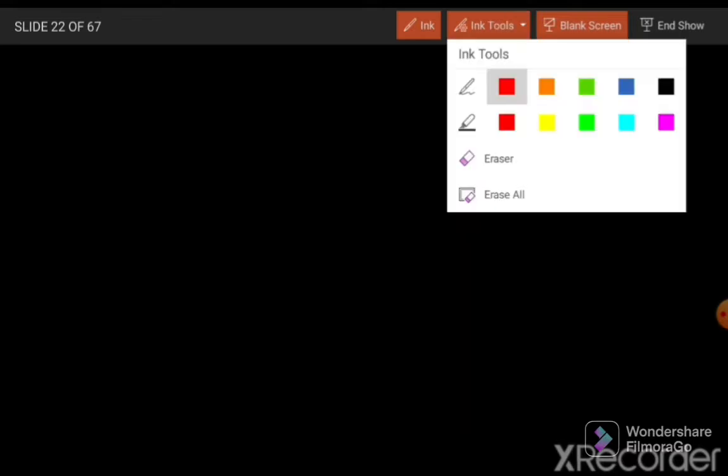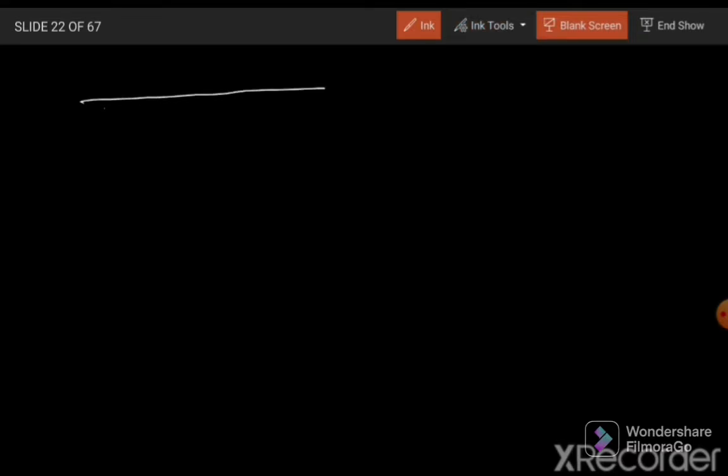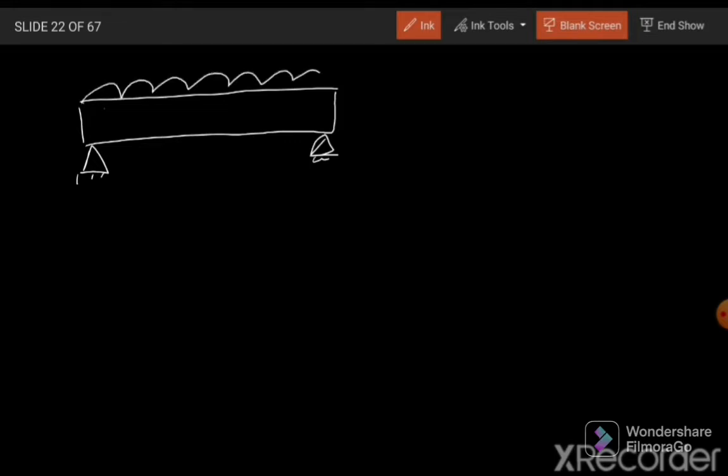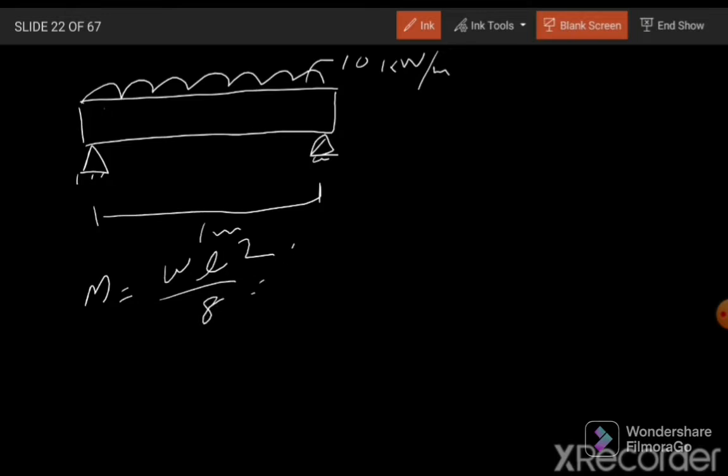For example, we have a beam. It is a steel beam with rectangular cross section and it is subjected to a uniformly distributed load. For example, it is 10 kilonewton per meter and the length of the beam is 1 meter. Under the application of this load, the bending moment will be WL square by 8, which is 10 into 1 square divided by 8. So it is 10 divided by 8.